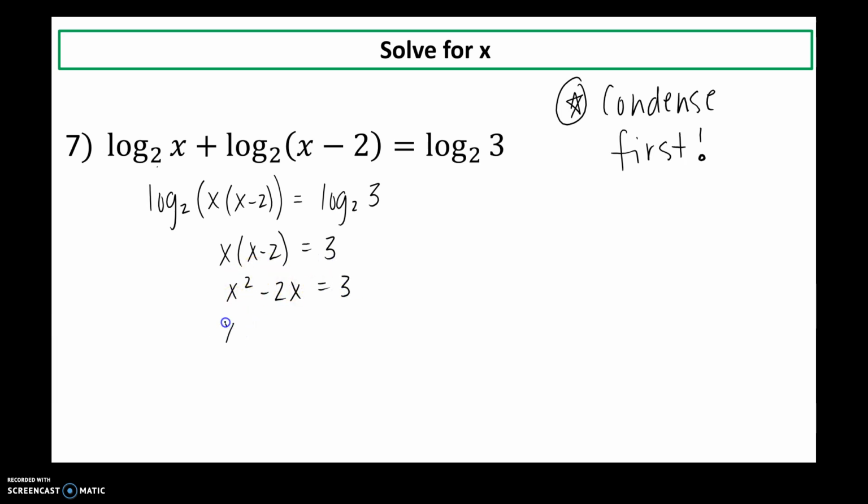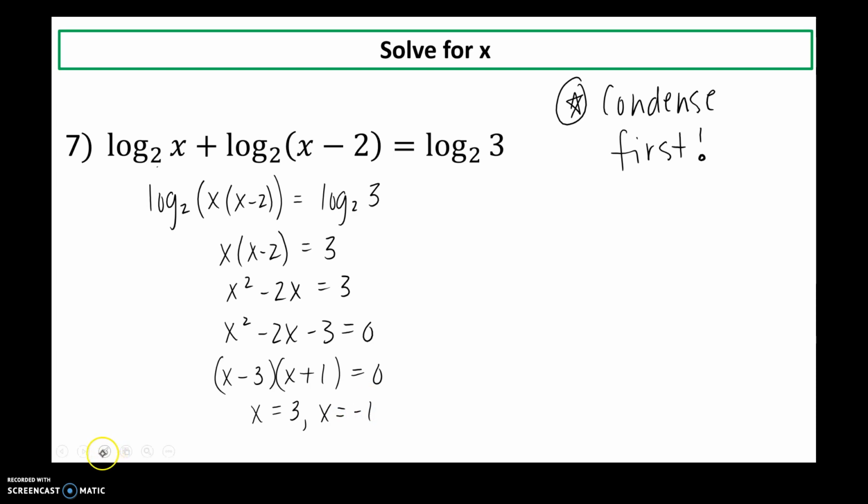This is a quadratic equation. We've literally spent chapters solving this. Get the equation equal to 0. Solve this using factoring. -3, +1. -3 times 1 is -3. -3 plus 1 is -2. So mathematically, algebraically, my solutions are 3 and -1.